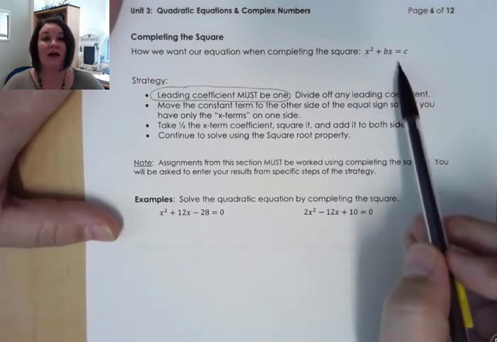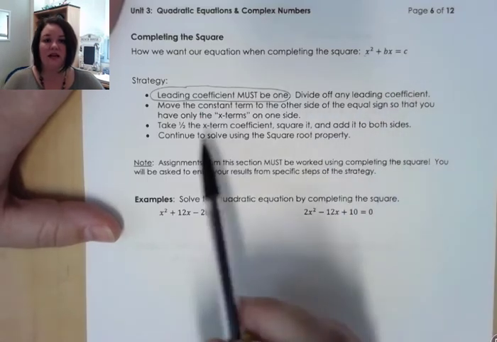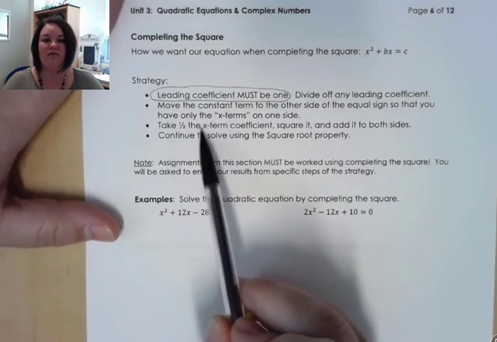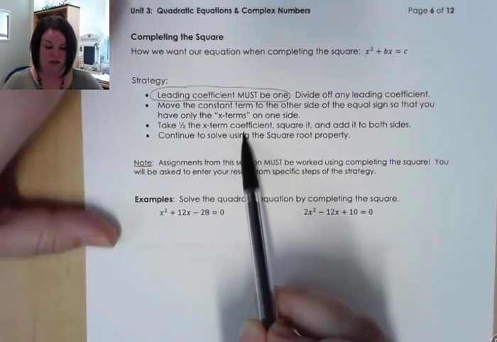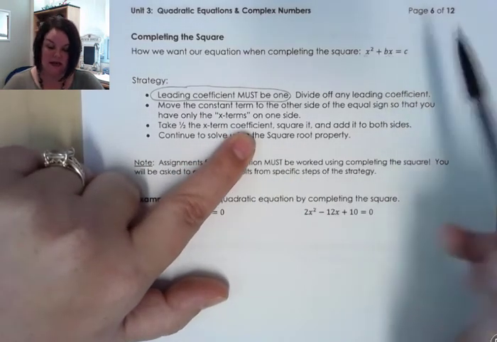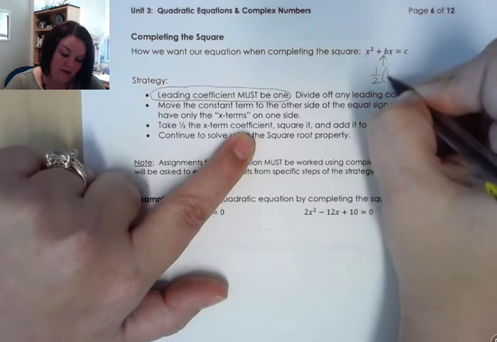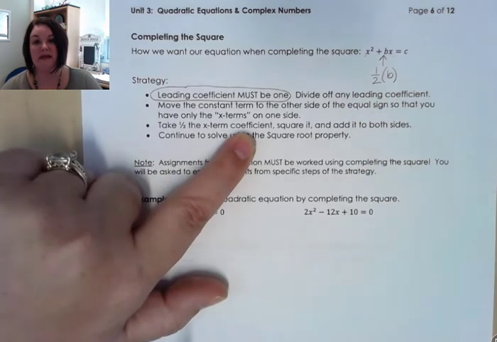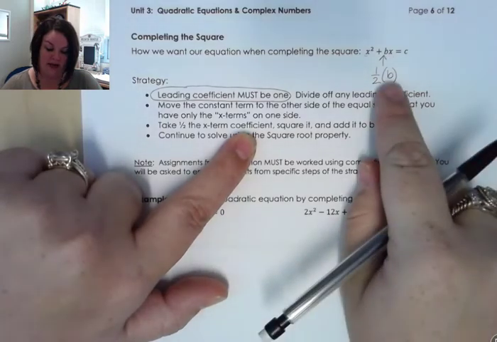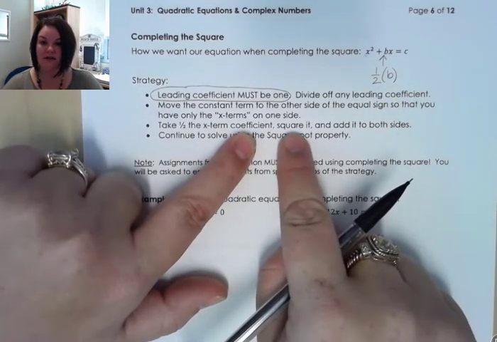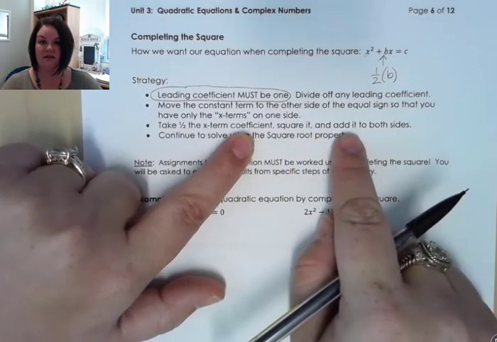Now we're going to move on to actually completing the square. So what that looks like is we're going to take half of the x term coefficient. So that would be this guy, okay? Whatever's in front of this x, that's what we're going to take half of, okay? So we're going to take half of b, okay? And whatever that is, we're going to square it and add it to both sides, okay?